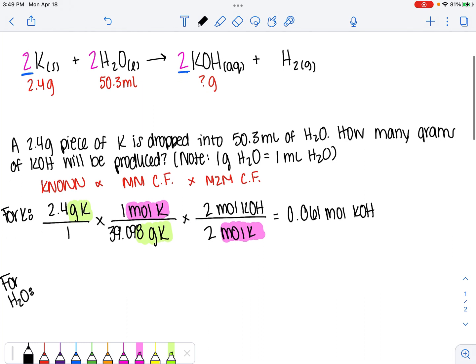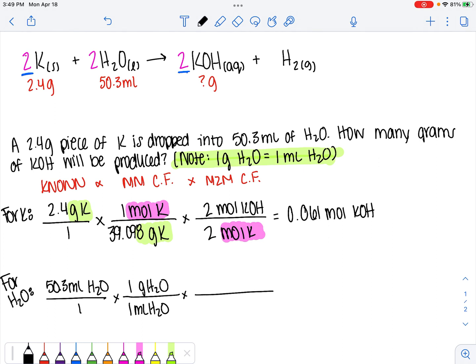What would happen if all of our water reacted? So we know that we have 50.3 milliliters of water, but on our mole map, we don't have a conversion that takes us from volume to moles. So we have to use this extra conversion factor I put in to get us from volume to mass. So if we know that we have 50.3 milliliters of water, we can use this conversion factor of 1 milliliter of H2O to 1 gram of H2O to help us get to our mass. From there, it's got the exact same setup as the potassium before.